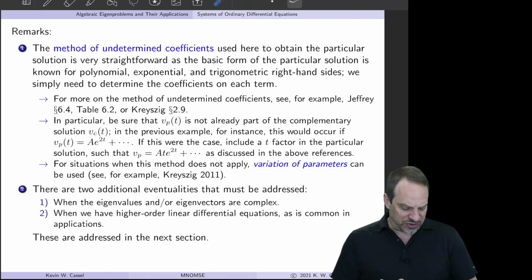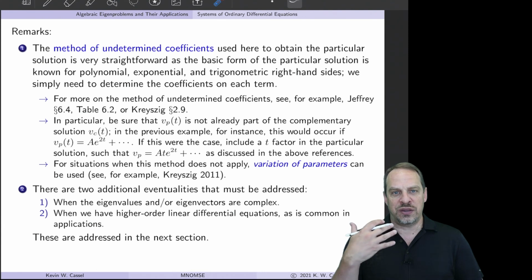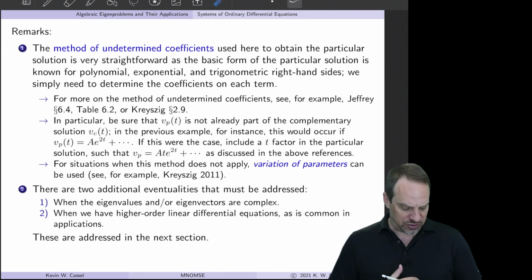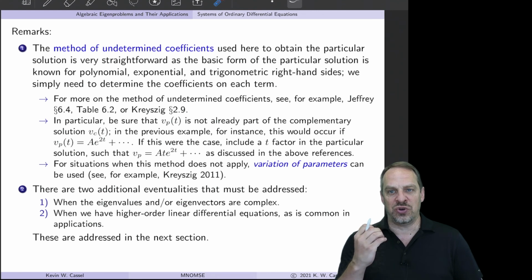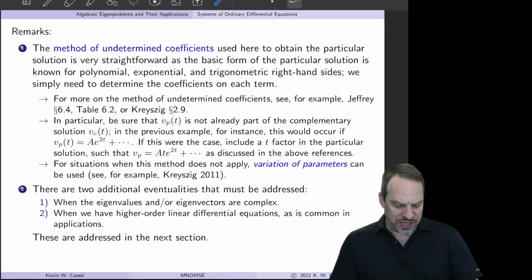I've given some references here to some textbooks. You'll find this in any book on ODEs. I'd encourage you to go back and read the material on getting these particular solutions so that you're aware of the full complement of tools in your mathematical toolbox. And I want to point out one situation that can arise sometimes that we need to always watch out for. And that is, if there's a term in your particular solution that's already accounted for in your complementary solution.